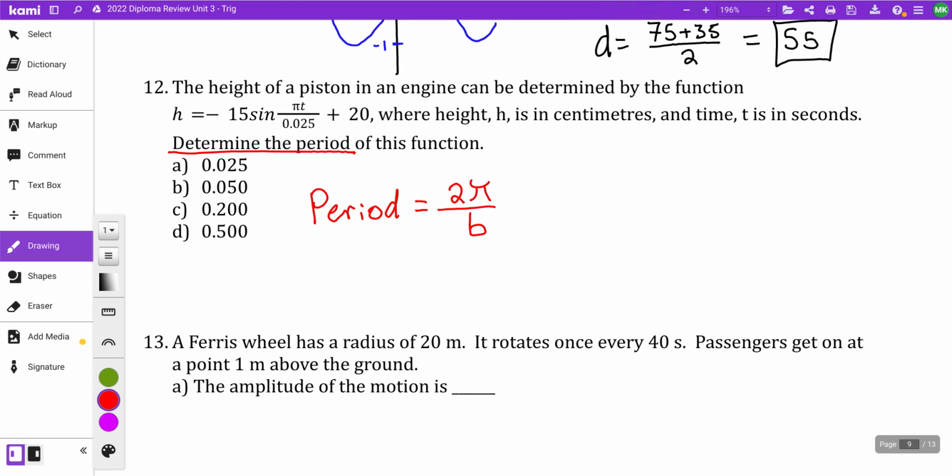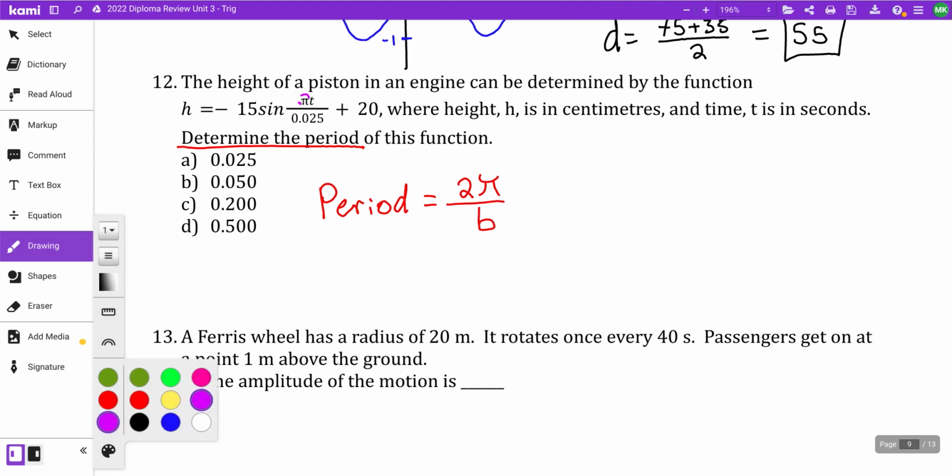Remember, that's not provided, right? So it's just like a trig formula that you need to know. Your b value is pi divided by 0.025.